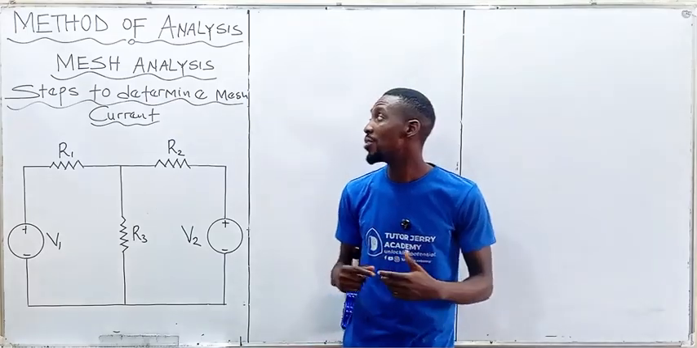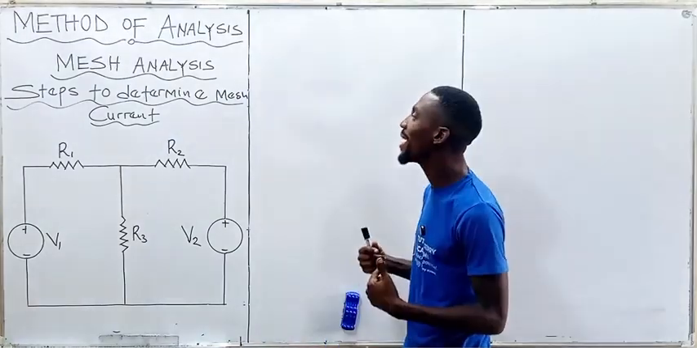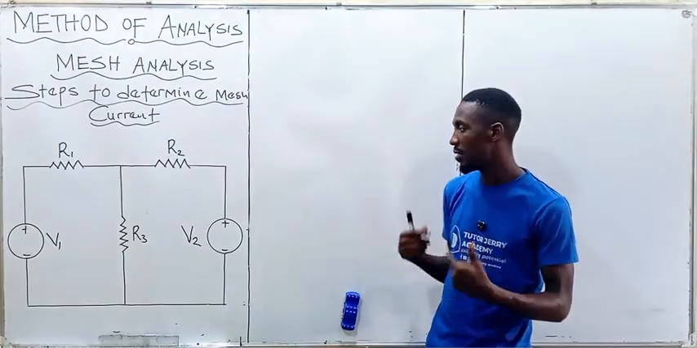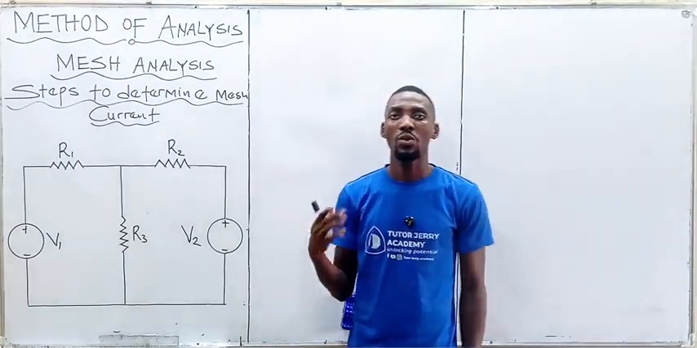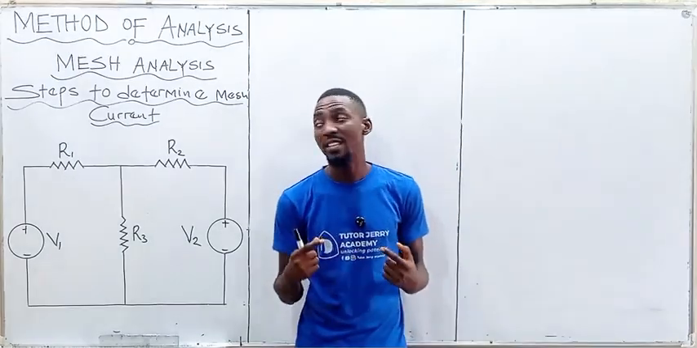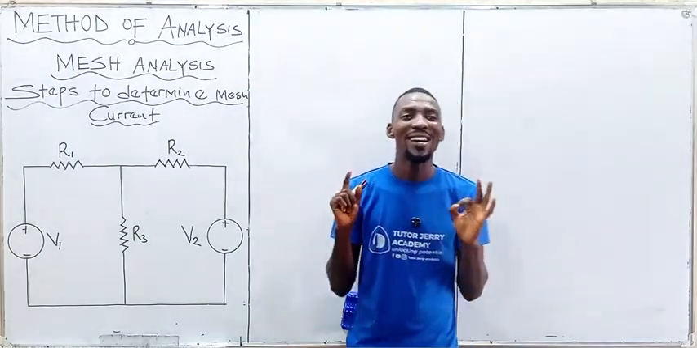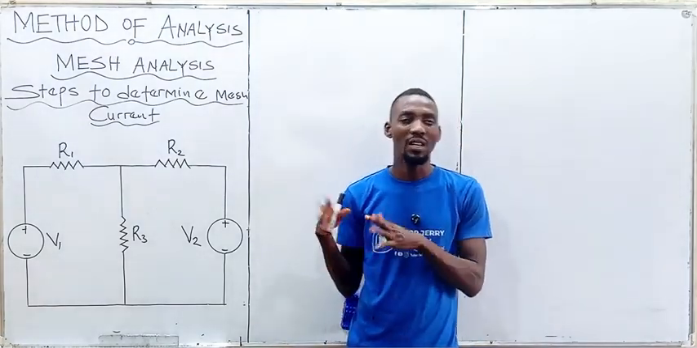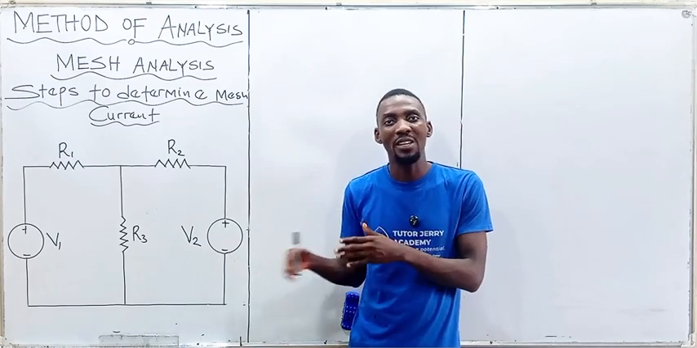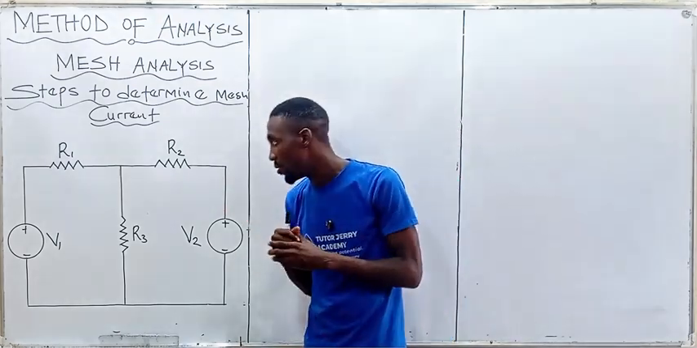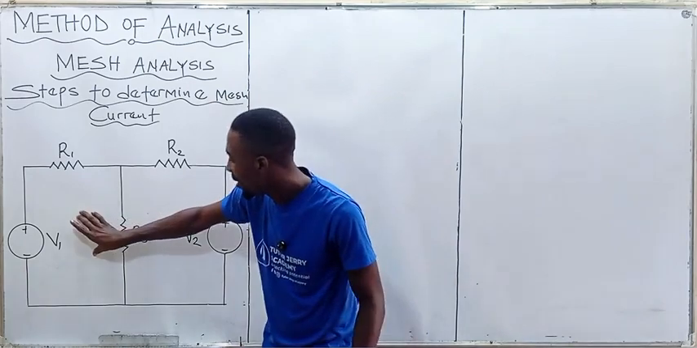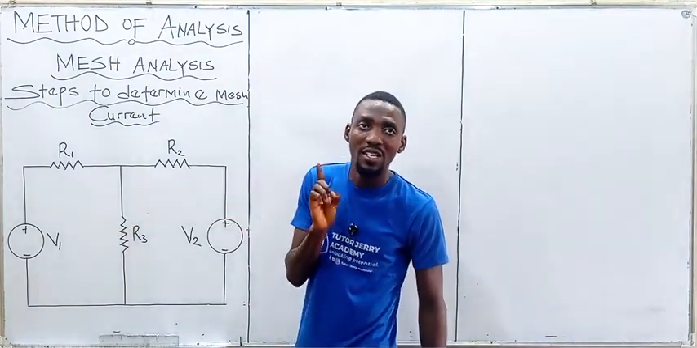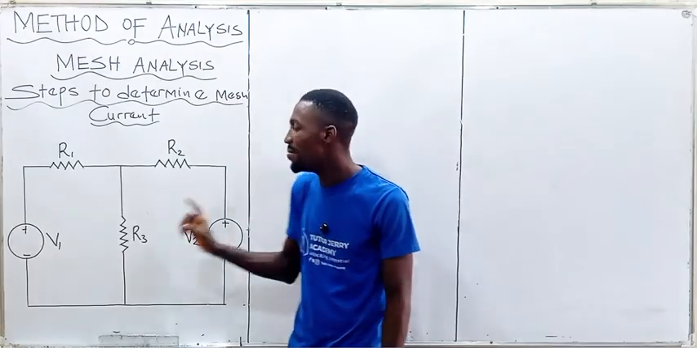All right, we are going to consider steps to determine mesh current. So the first thing we are going to do is assign mesh currents such as I1, I2, etc., depending on the number of meshes in the circuit. That is, here we are having mesh 1, mesh 2. So the first step is we are going to assign the mesh current.